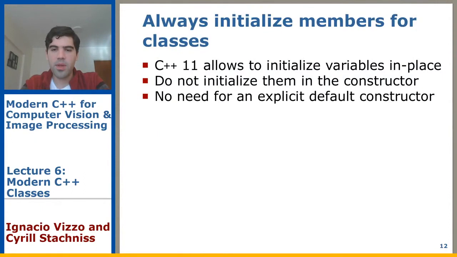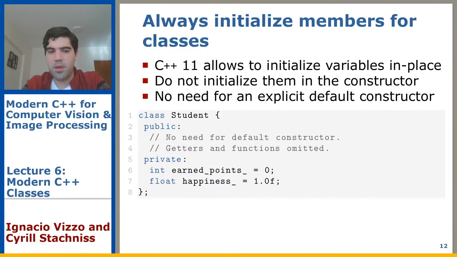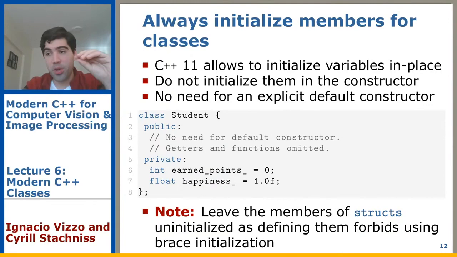And there is no need for an explicit default constructor if you have these easy members. If you actually try this example at your place, you will see that you can construct members of this class without providing the constructor. And then there is a small tip: leave the members of structs uninitialized. Because if you define them, then it will forbid using brace initialization, as we saw in the previous example.